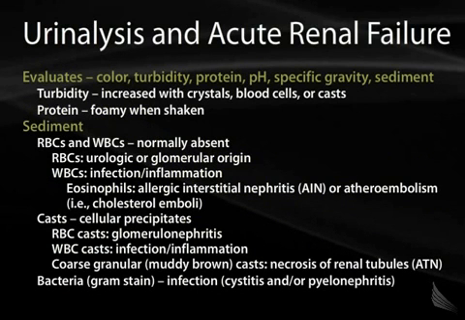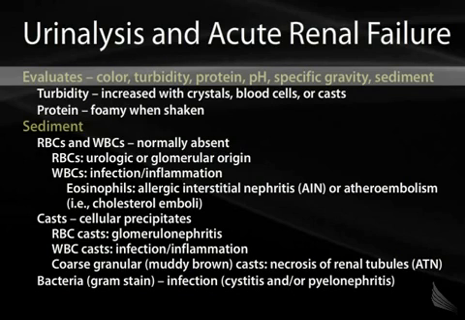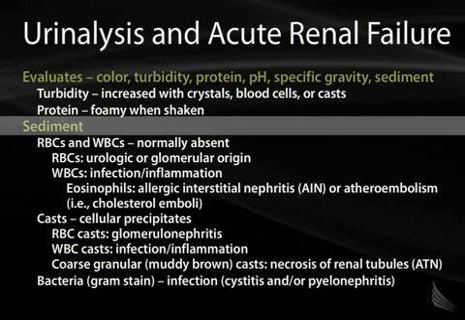In the diagnosis of acute renal failure, urinalysis often plays a central role. In evaluating a urine specimen, one evaluates the urine sediment as well as the general characteristics of the urine, including the color, the presence of protein, the pH of the urine, and the specific gravity. In terms of evaluating the urine sediment, two major things are assessed. One is the presence of cells, and two is the presence of casts.